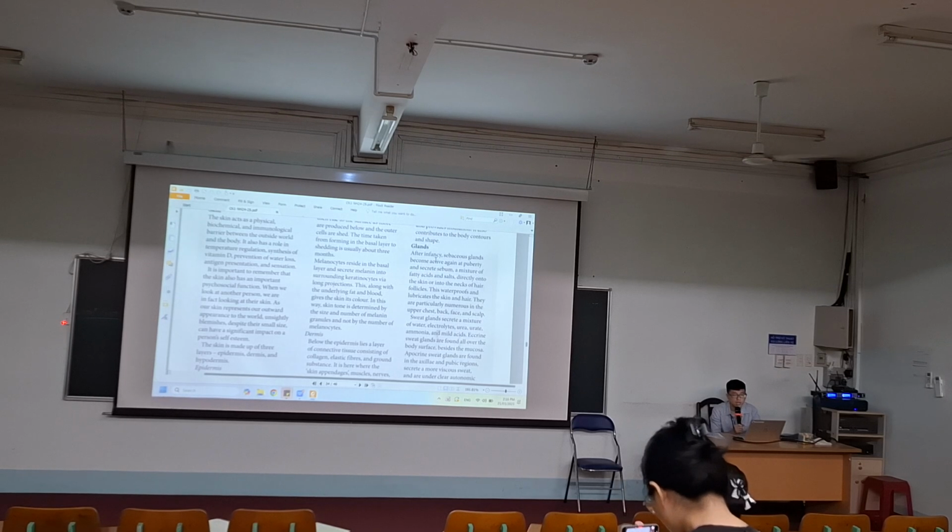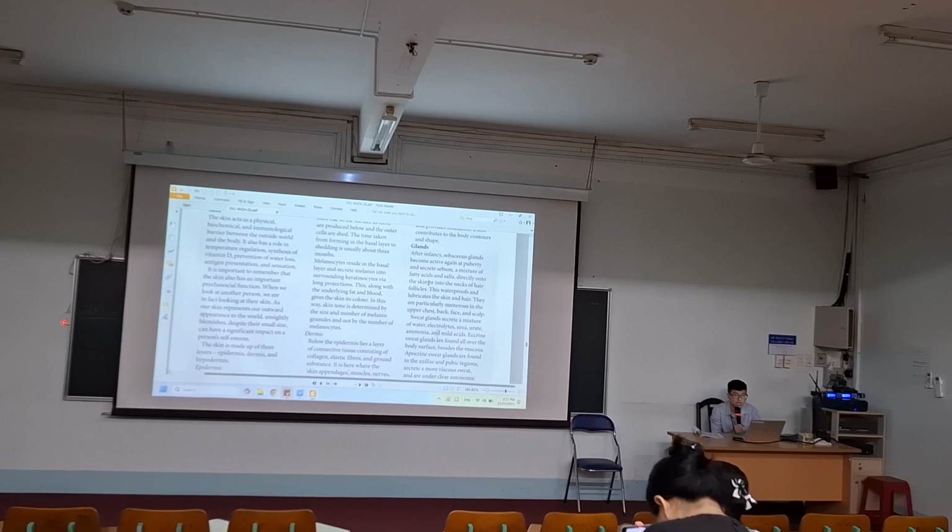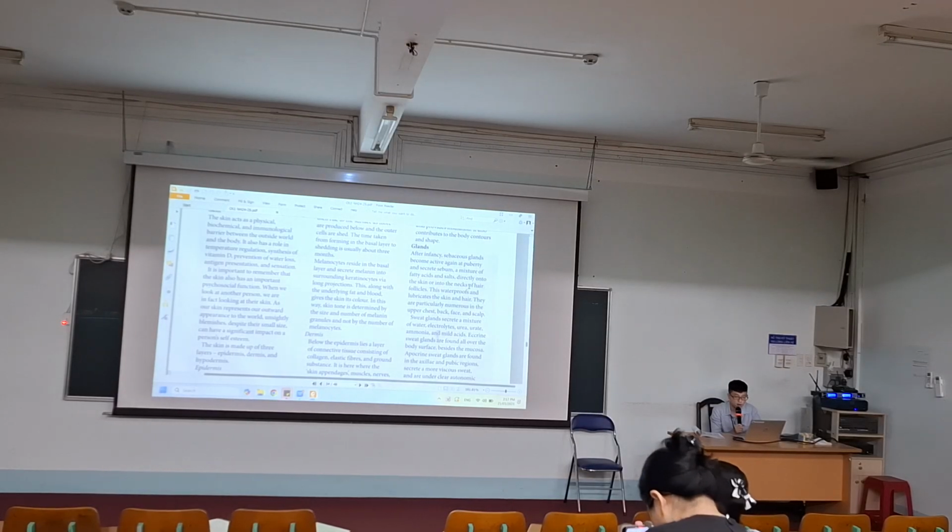After infancy, sebaceous glands become active again at puberty and secrete sebum, a mixture of fatty acids and salts, directly onto the skin, or into the hair follicle.